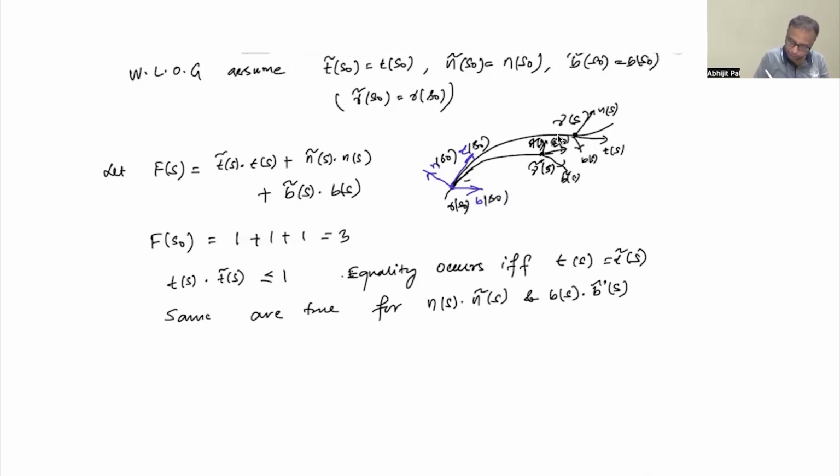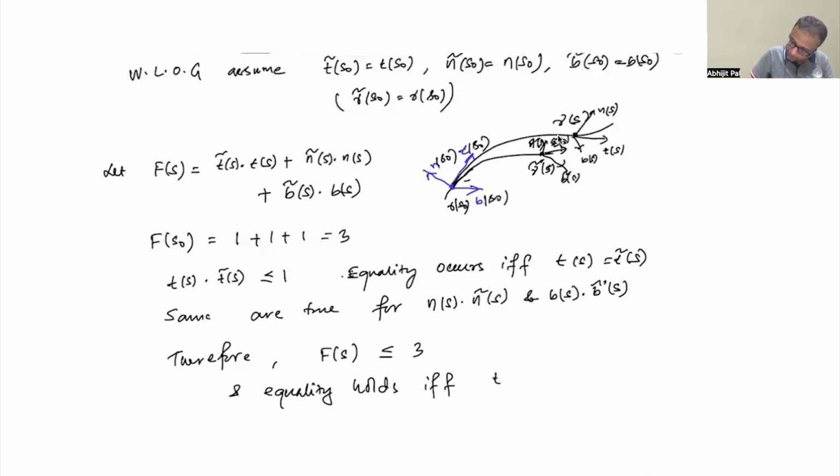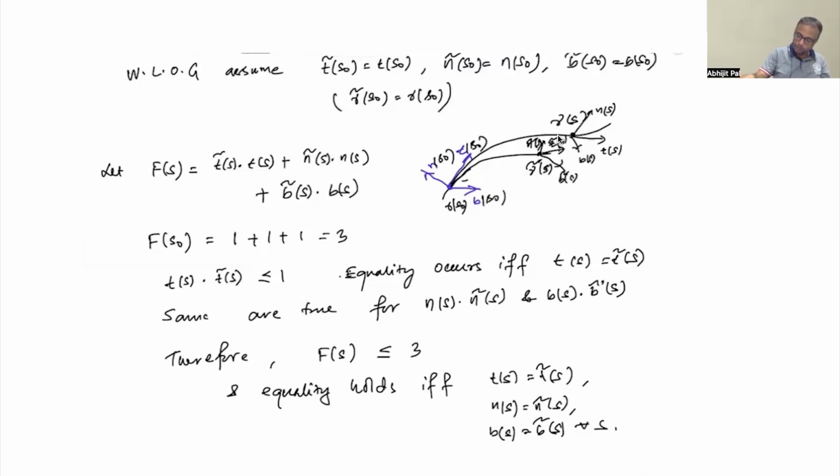Therefore, F of s is always less than or equal to 3, and equality holds if and only if T of s equals T tilde of s, N of s equals N tilde of s, and B of s equals B tilde of s for all s. Fine.